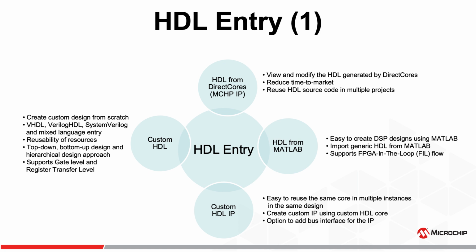So the fourth one is the HDL from the DirectCores. So DirectCores are nothing but the Microchip in-house IP cores. For most of the IPs, we provide the HDL source code. You can generate the HDL source code from the IP, and you can reuse it, you can modify it based on the requirement. But if you modify the HDL source code, Microchip will not give any technical support.